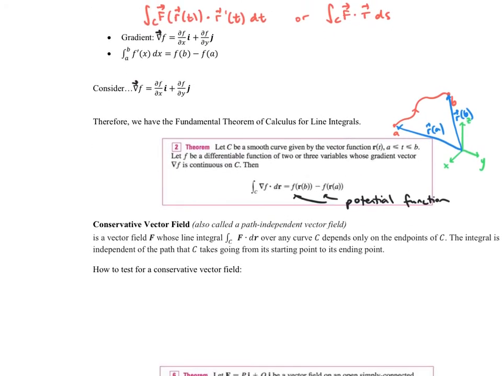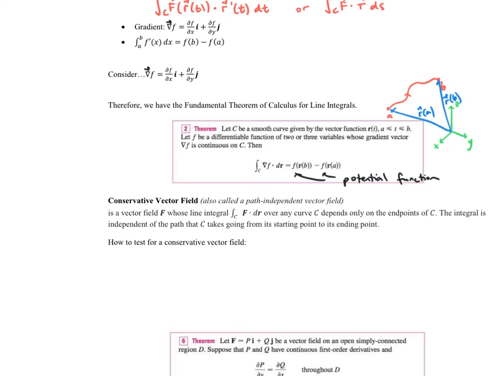Conservative vector field, it's also called a path-independent vector field. This is a vector field F whose line integral over any curve C depends only on the endpoints of C. The integral is independent of the path that C takes from one point to the other. We sort of talked about this a little bit. We did a problem in section 13.2 where we went from one point to another point, and we took two different paths, and we got two different answers. That field that we analyzed in that example is not conservative because the path mattered.